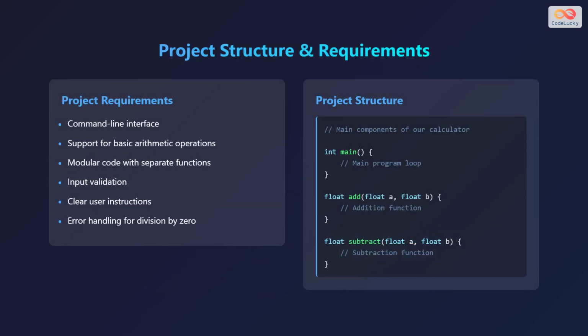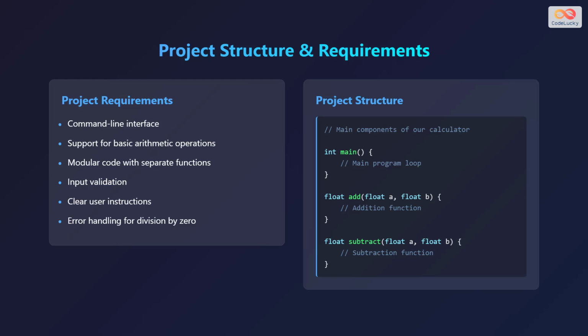Before diving into the code, let's establish the project's requirements and structure. Our calculator needs a command line interface, allowing users to interact via text commands. It must support the fundamental arithmetic operations: addition, subtraction, multiplication, and division. The code should be modular, with distinct functions dedicated to each operation. Input validation is essential to handle incorrect entries gracefully. Clear instructions should guide users on how to use the calculator. Finally, robust error handling is crucial, especially for preventing division by zero errors.